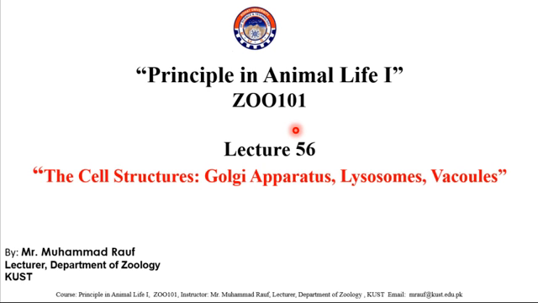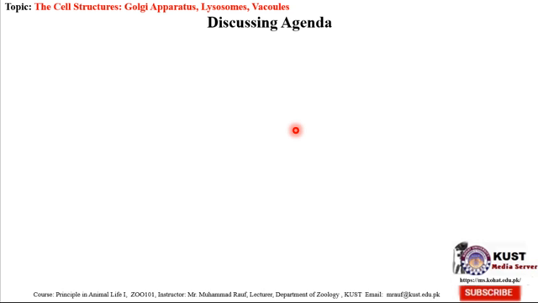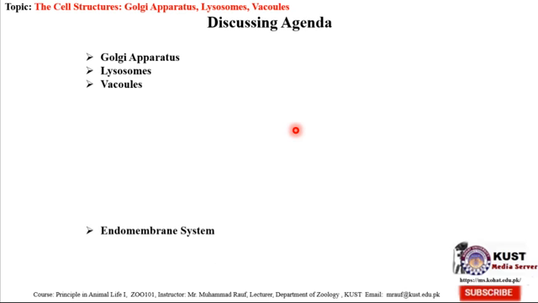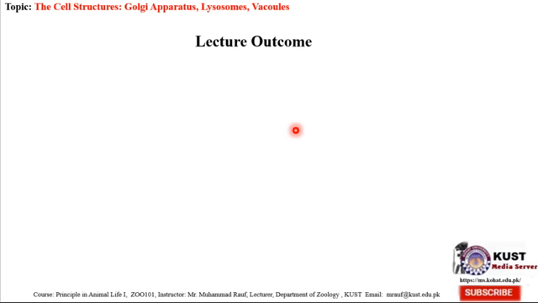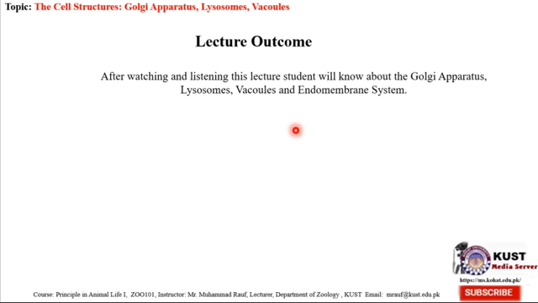In this lecture, we will discuss three cell structures, that is Golgi apparatus, lysosomes and vacuoles. The agenda for the topic will be the Golgi apparatus, its structure and various functions, lysosomes, vacuoles, and then we will summarize the endomembrane system. We have already discussed that to a certain extent in our previous lecture. Lecture outcome: after watching and listening to this lecture, students will know about the Golgi apparatus, lysosomes, vacuoles and endomembrane system.